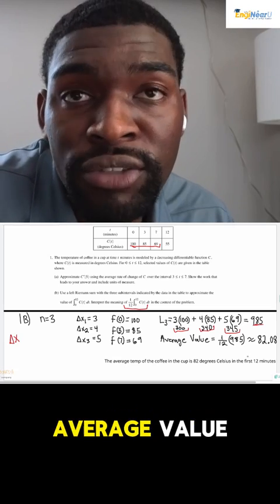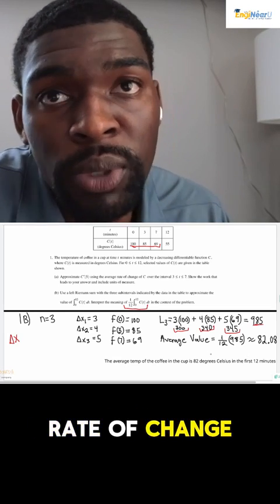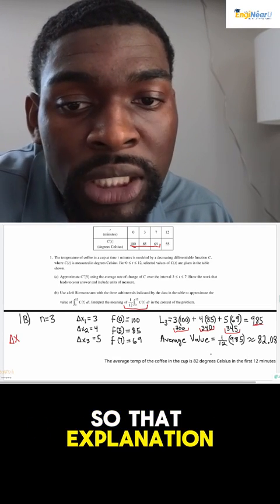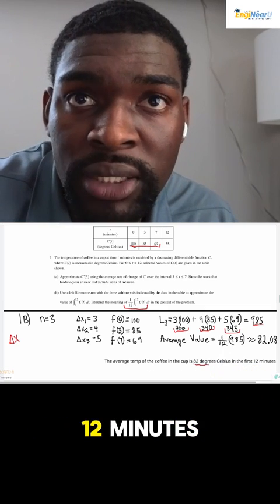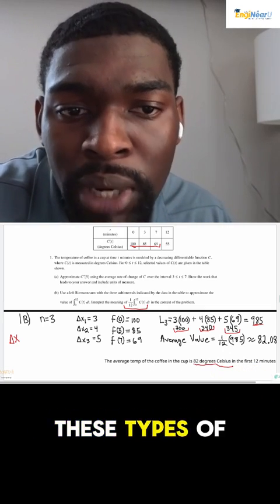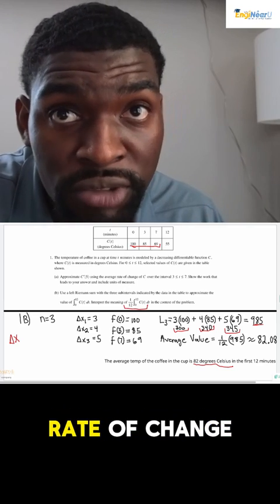And remember, when we use the average value, we are essentially using the average rate of change, but we're going back a step. So the explanation would be: the average temperature of the coffee in the cup is 82 degrees Celsius for the first 12 minutes. It's important that we understand how to interpret these types of problems, and that we understand the difference between average rate of change and average value.